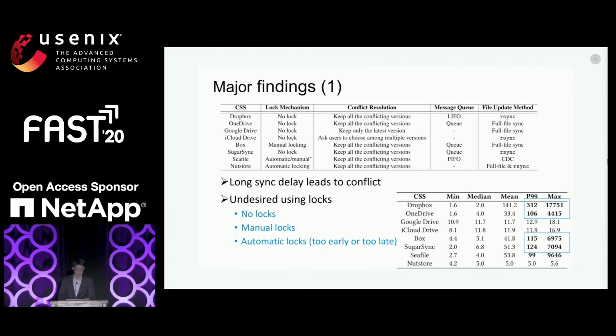And Box, Seafile, and Nutstore are using a coarse-grained file-level lock. But as you know, a cloud storage system cannot observe users' real-time editing behavior, so it's quite hard to determine when to request and when to release the lock. If you lock too early, you will block other collaborators. If you lock too late, your update will be overridden by others. So you can see no lock will lead to conflicts, and the coarse-grained file-level lock will hardly prevent conflicts.